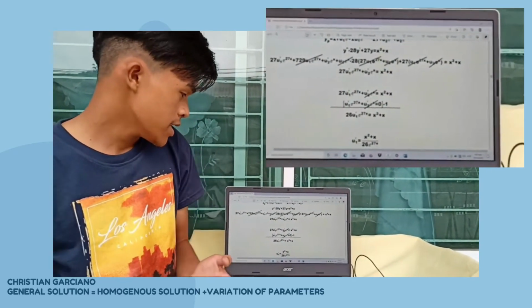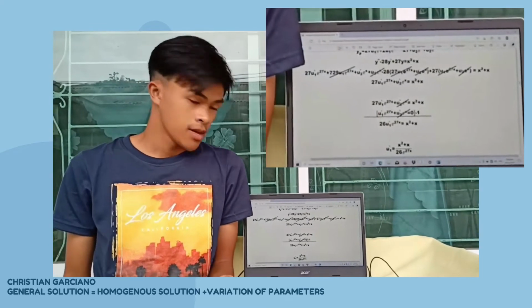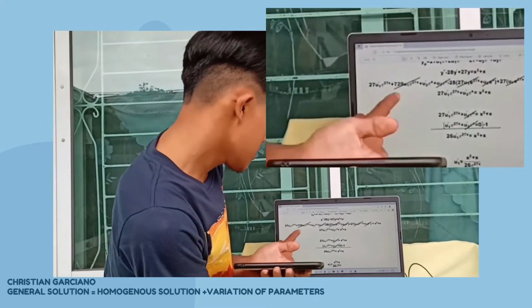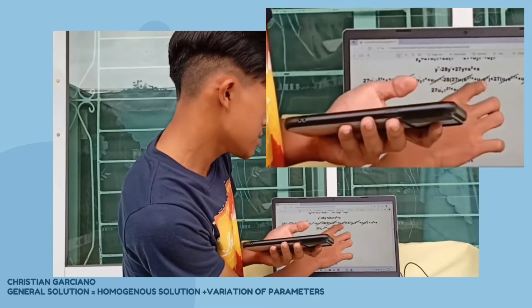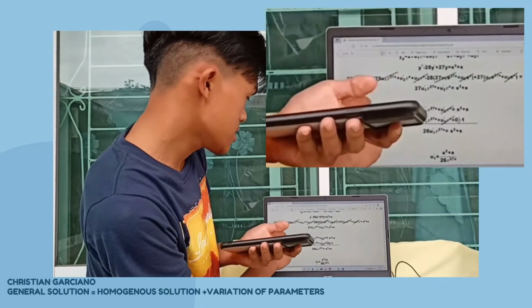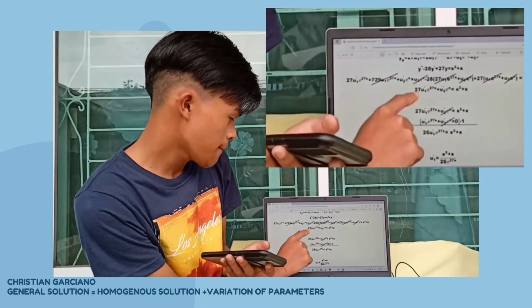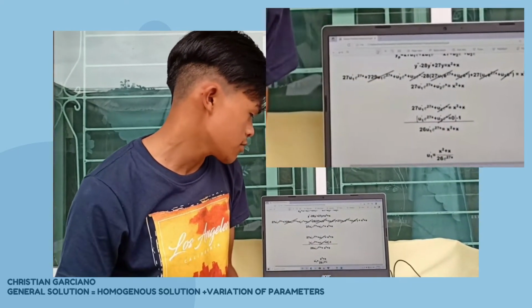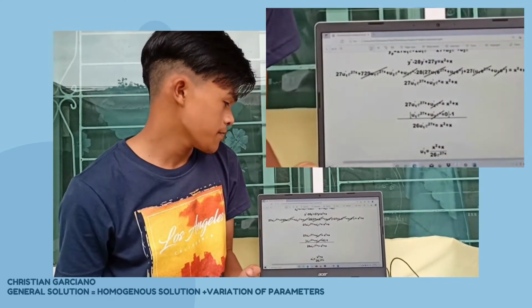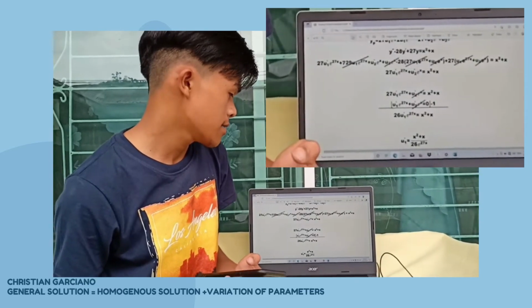So using the combination, the equivalent for this is 0, so we will cancel out this. So the remaining is 27 u1 prime e^27x plus u2 prime e^x equals x squared plus x.